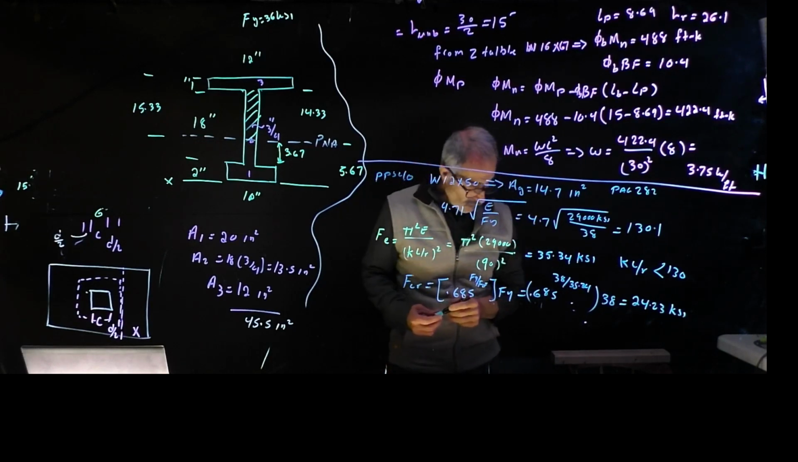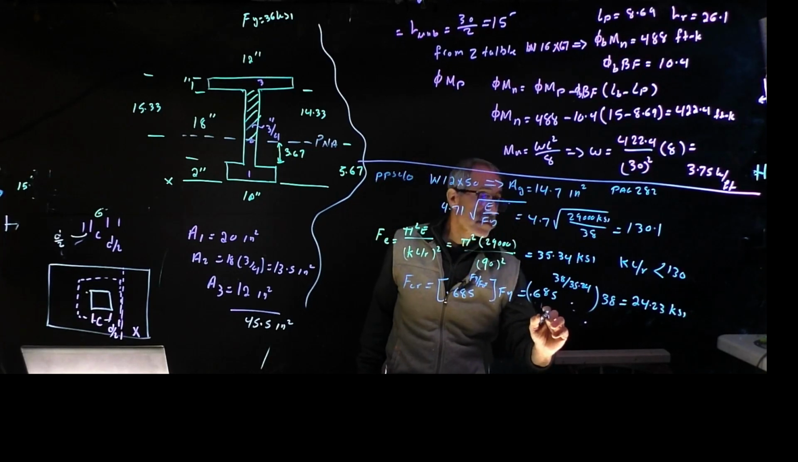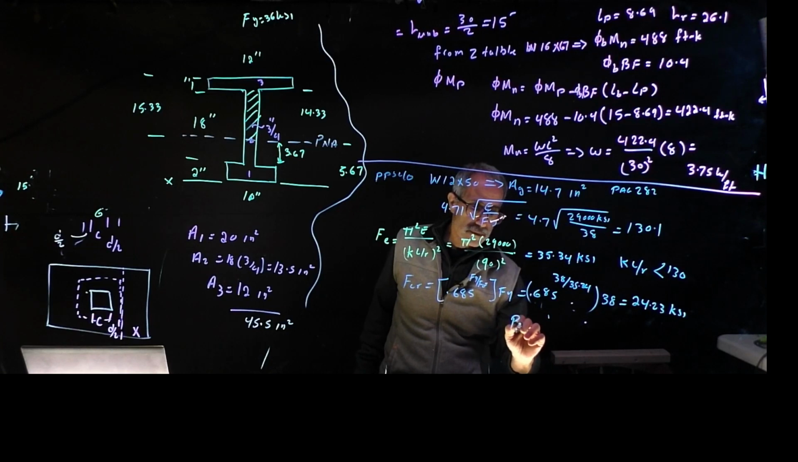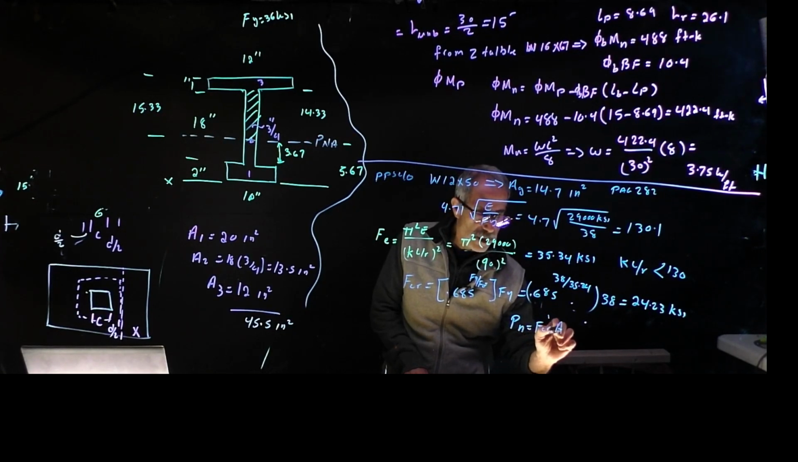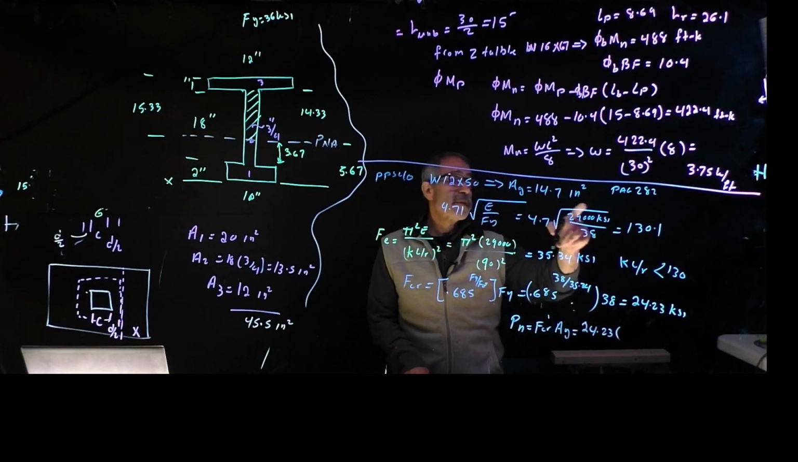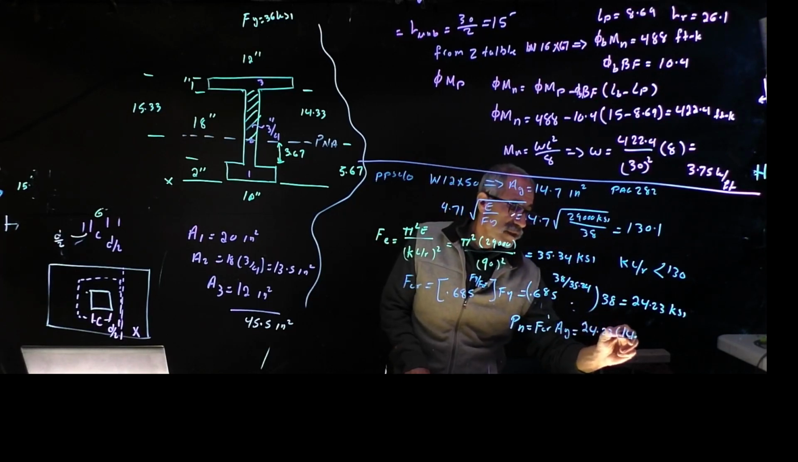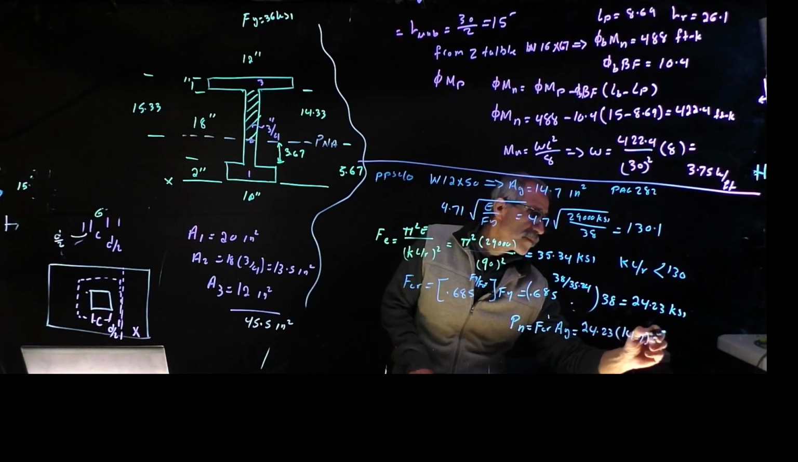Then the nominal load, Pn, is given by this equation. The load capacity for the column is basically that multiplied by the gross cross-sectional area. So I got 24.23 times 14.7. So that comes out to be 356 kip. That's your answer.